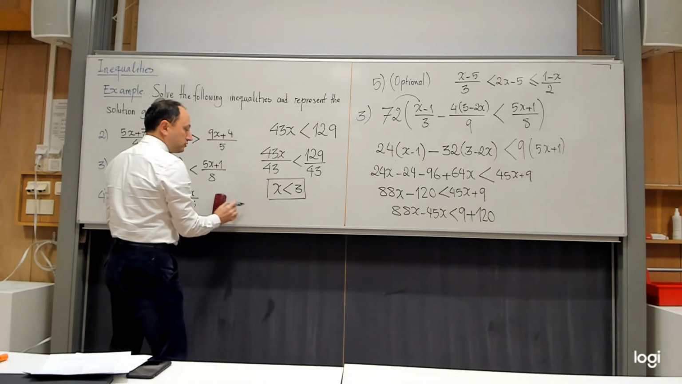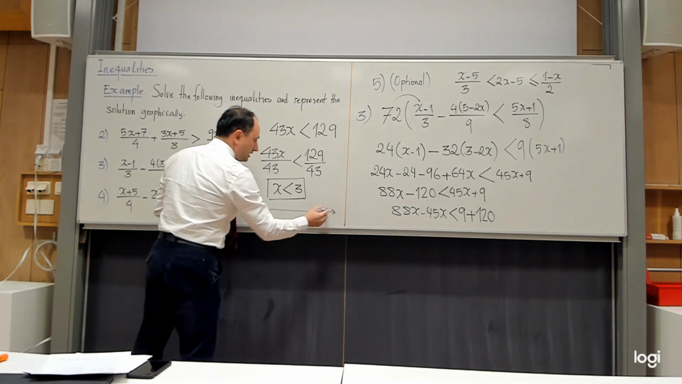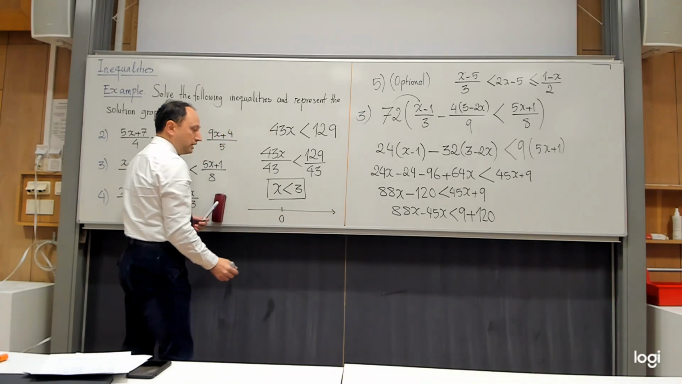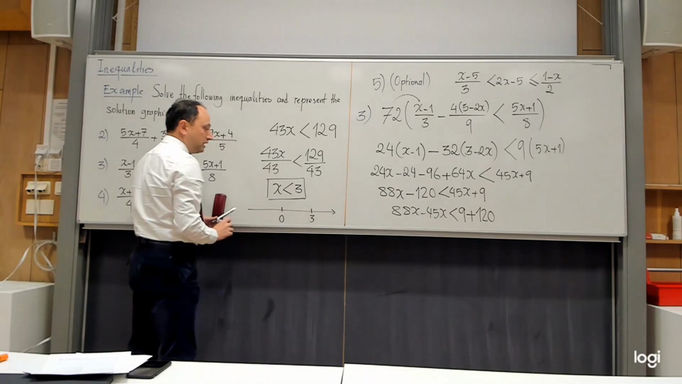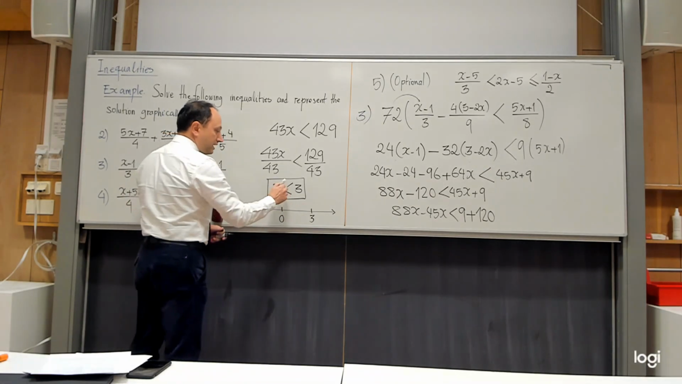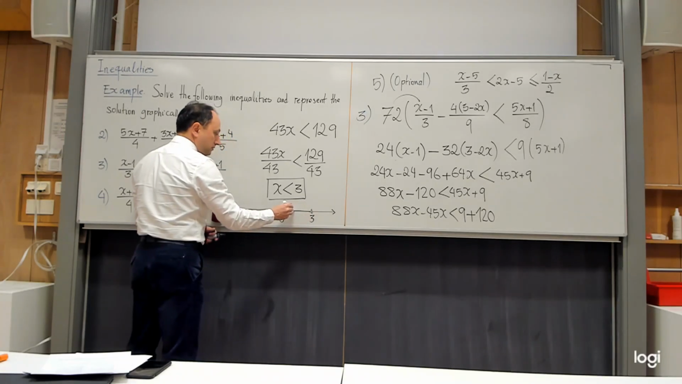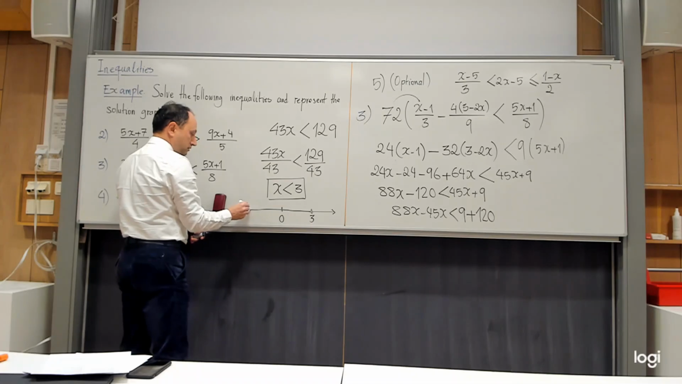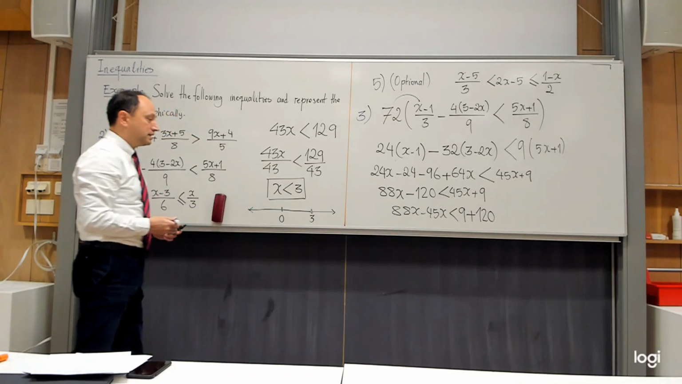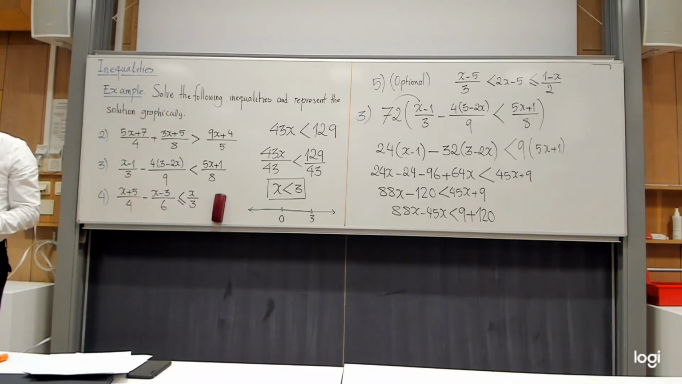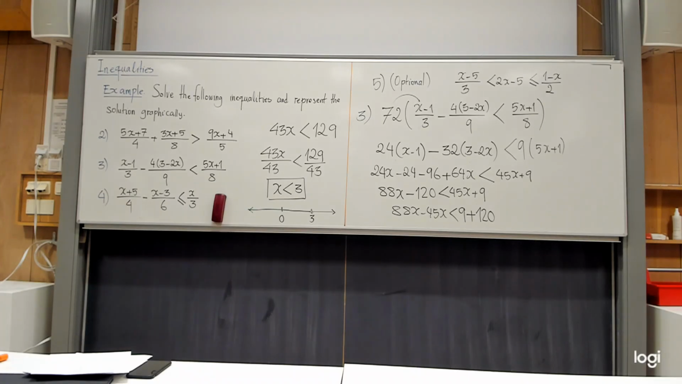And then if I want to draw some diagram for that, I need to respect where the 0 is, and then somewhere here is 3. I need to go to the left, and I should exclude 3. So I need to draw a hollow circle, and then I go in this direction. Yes? So that is the representation of this solution.